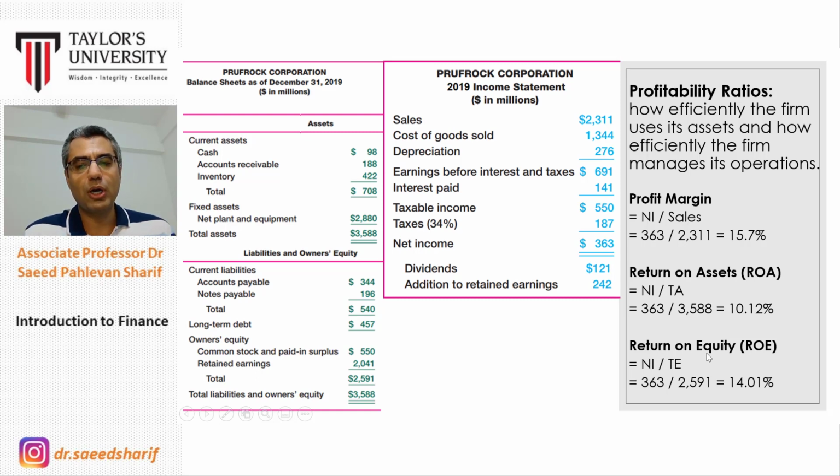And you may be interested to know how efficiently the firm can use its shareholders' equity in generating net income. In this case, we deduct the debt from the denominator and we get net income divided by total equity. Net income is again in the income statement and total equity is in the balance sheet. 363 divided by 2,591 means 14.01%. This means that for every $1 in shareholders' equity, this company can generate 14.01 cents in net income.